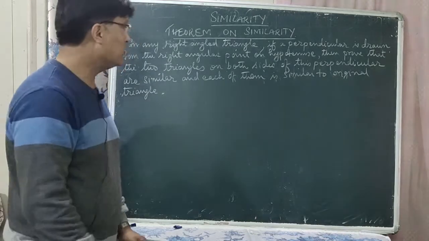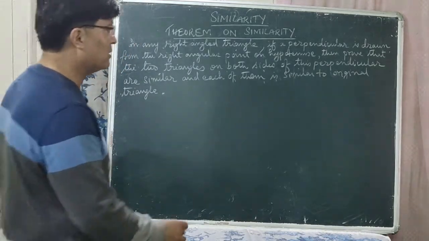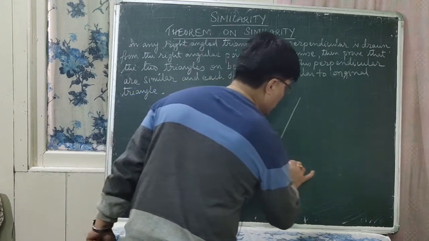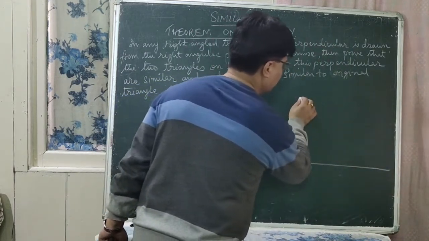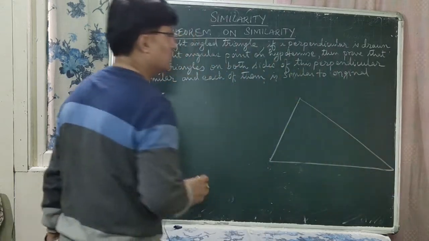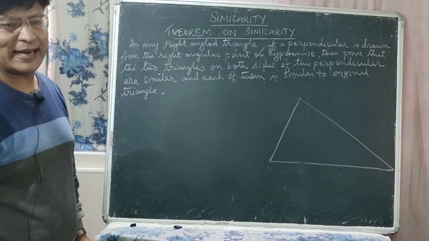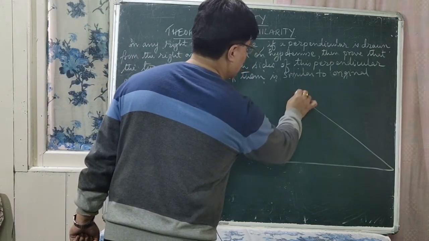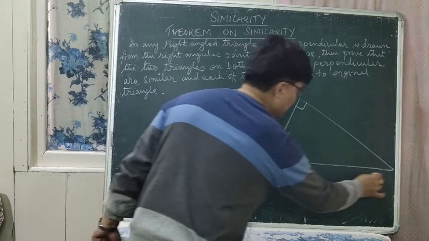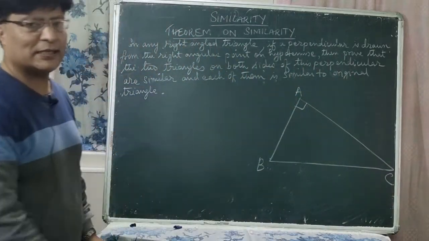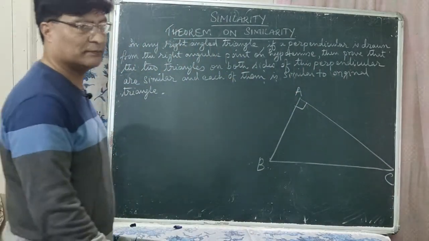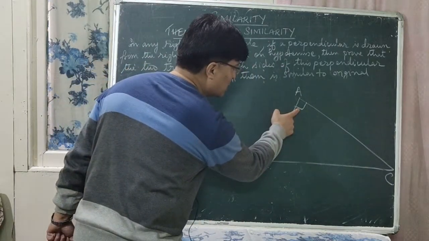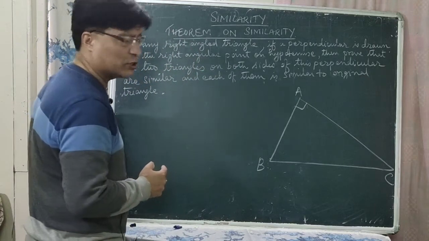Now first of all you have to draw a right angle triangle, right? So this is a right angled triangle. Okay. So this is your 90 degree, right? So A, B, C. So ABC is a right angled triangle. And the side BC, which is opposite to this 90 degree, is known as hypotenuse.